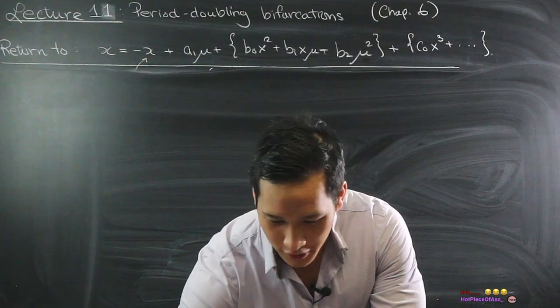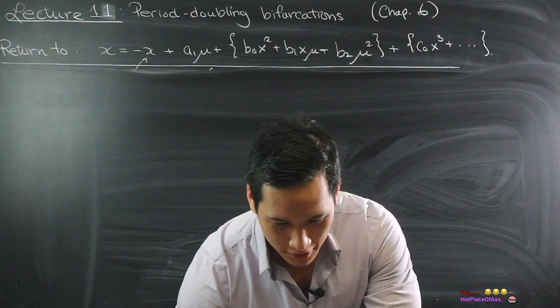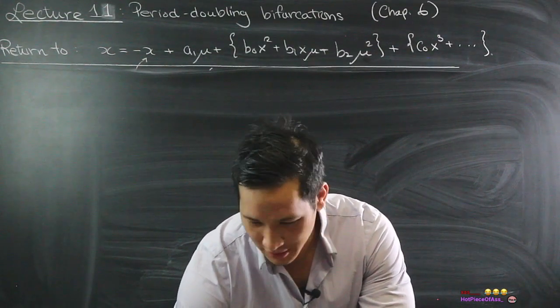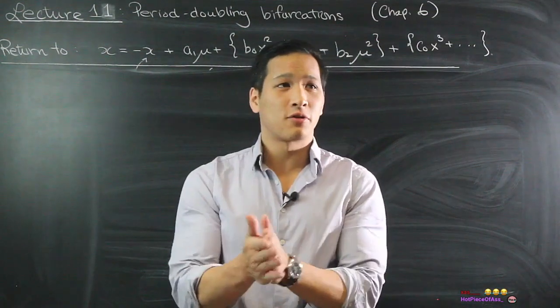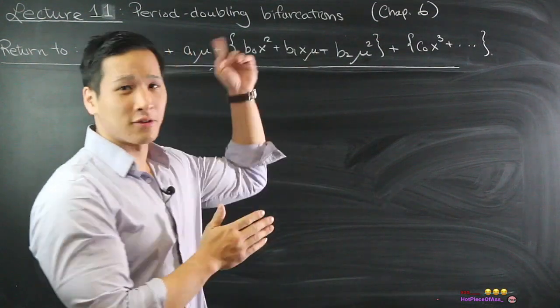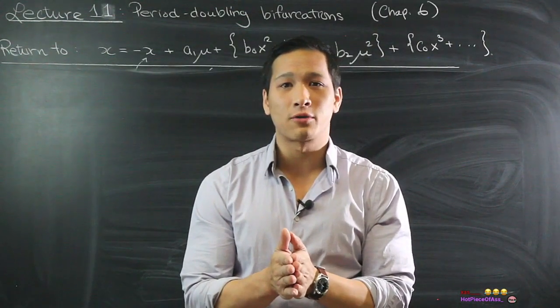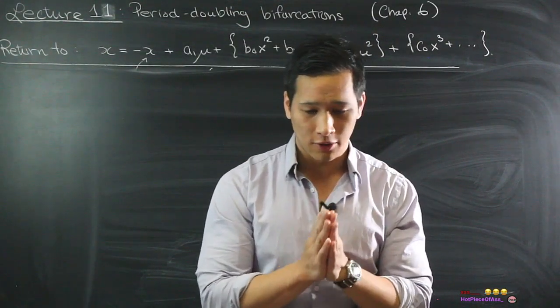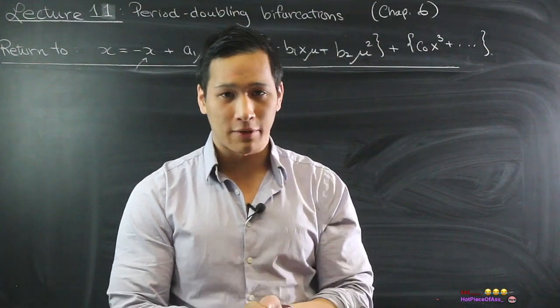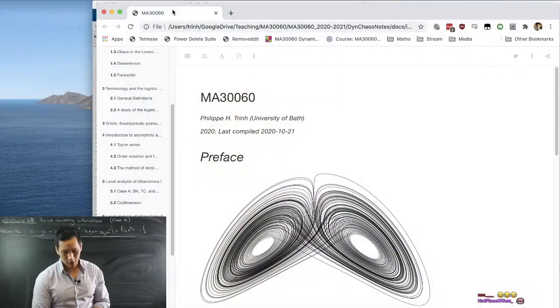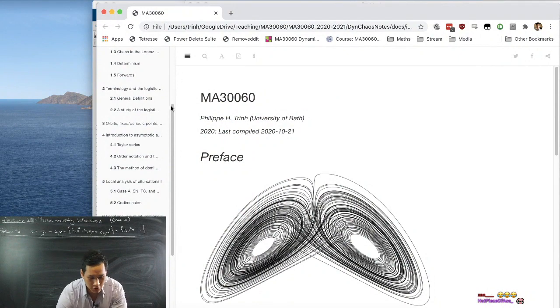Okay, so let me just get my mind back into it. Welcome now to lecture 11. You see, I haven't had to change the title. We're still working through chapter 6. We're still working through period doubling bifurcations, but there's a new chapter now out.